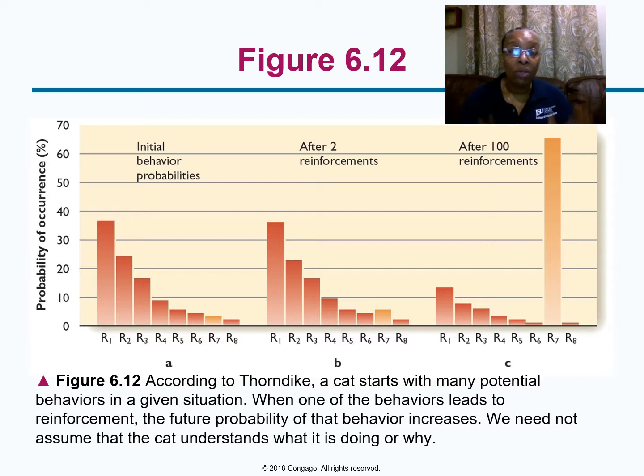All right, so this slide is helping us to introduce Edward Thorndike. He was a graduate student at Harvard who sought a simple behaviorist explanation of learning. What he did was put cats into puzzle boxes from which they could escape by pressing a lever, pulling a string, and tilting a pole or other means.